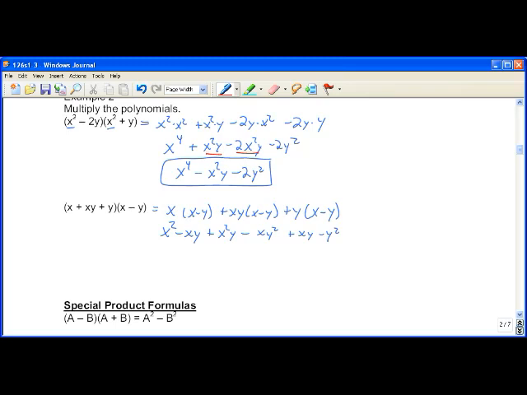Let's see, which of these are like terms? This minus xy and the plus xy are like terms. I think that's it. So we have an x squared y and then an xy squared, so those are different. There we go. So any questions about these two?